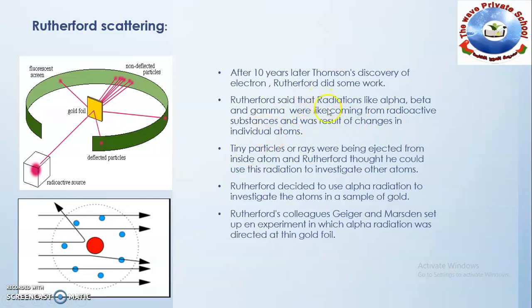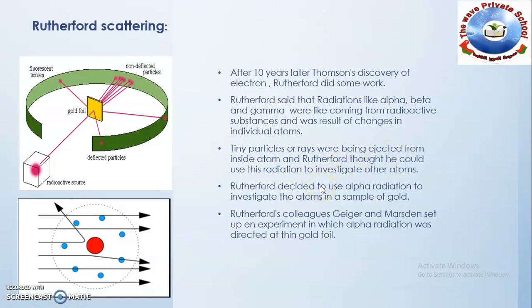He said that some radiations, alpha, beta, and gamma, are coming from radioactive substances. Tiny particles or rays were being ejected from inside the atom, and Rutherford thought he could use this radiation to investigate other atoms. He said that these rays are alpha, beta, and gamma radiations.